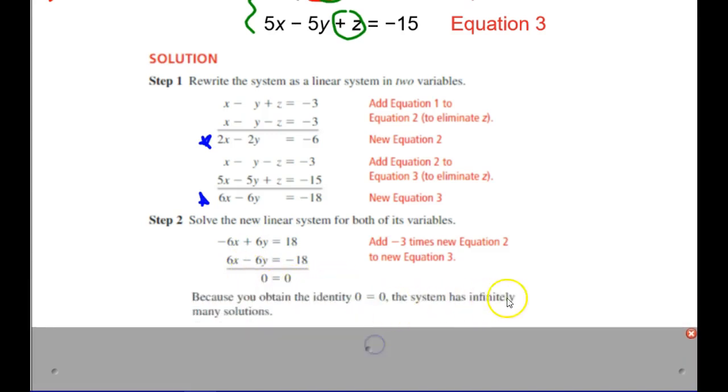So I know here that I have infinitely many solutions. So remember back when I said I end up with a true identity of 0 equals 0 or 18 equals 18, something like that. I know I have infinitely many solutions for this one.